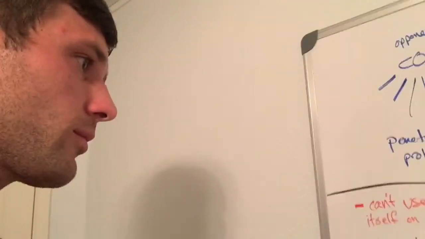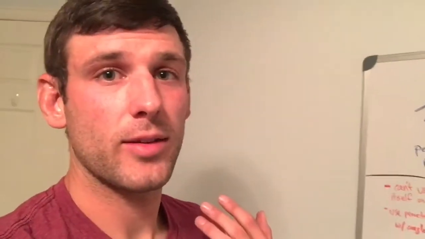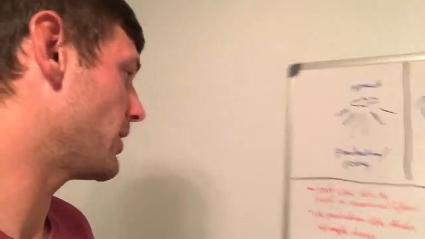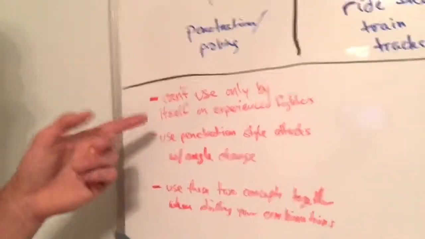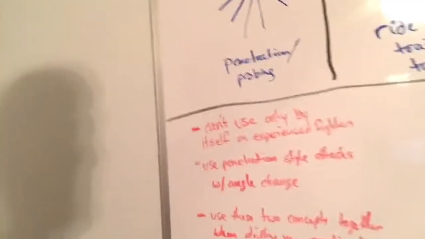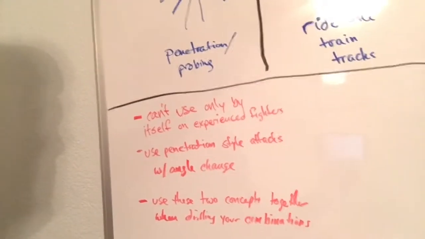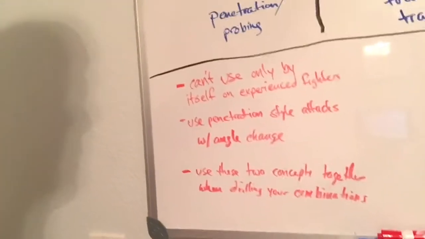So I don't think that these should be used one or the other by themselves. I think as you develop and grow and your striking game gets a lot sharper, a lot better, you should start bringing them both together. And I had mentioned that earlier. So a couple notes that I wrote down here: can't use only by itself on experienced fighters. Use penetration style attacks with angle change, or with the train tracks. Use the two concepts together when drilling your combinations.